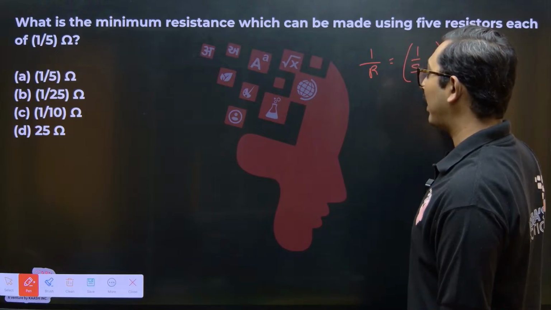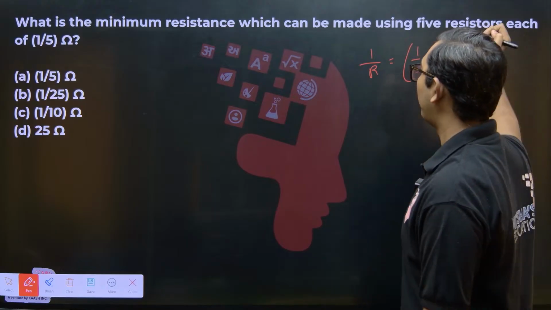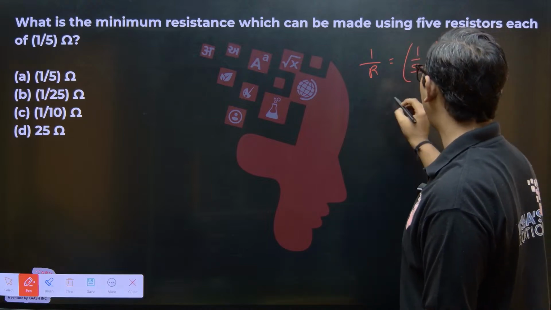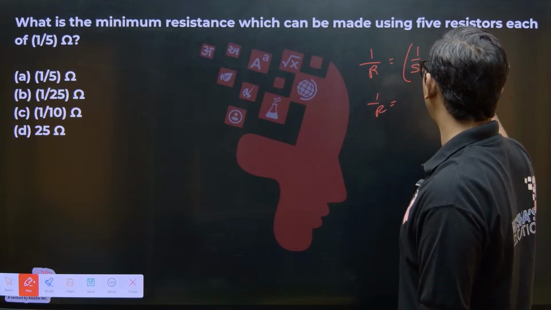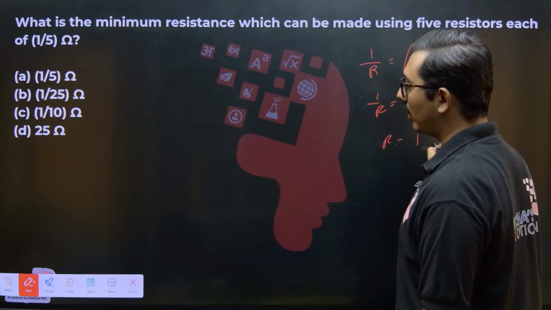So we will just multiply it by 5, 5 resistors each multiplied by 5. So 1 upon R is going to be 5 by 5, 1. R is equal to 1 ohm.